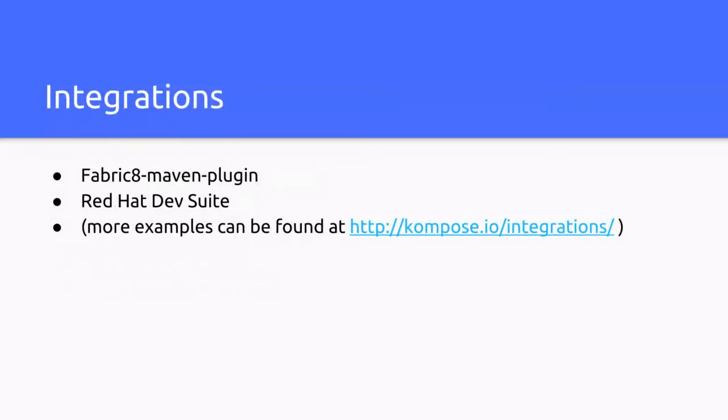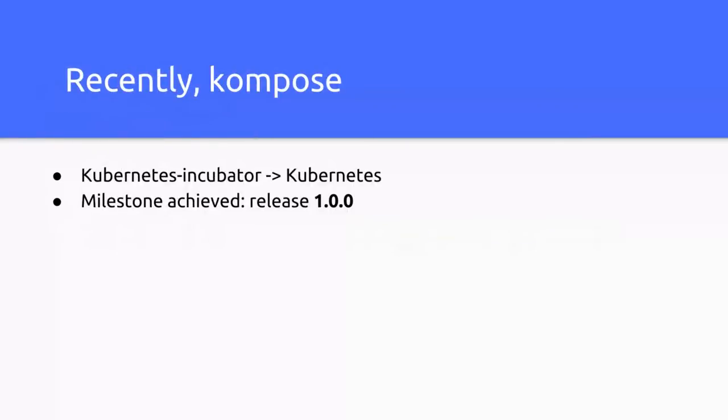For the integration part, we are also working on integration with the Fabric8 Maven plugin. It's one of the cool projects for Java developers. It helps Java developers get started with Kubernetes in a very simple way. Then at Red Hat, we also ship Kompose with the Red Hat Dev Suite, which is a very popular platform for developers. And you can see more examples at Kompose.io/integrations.